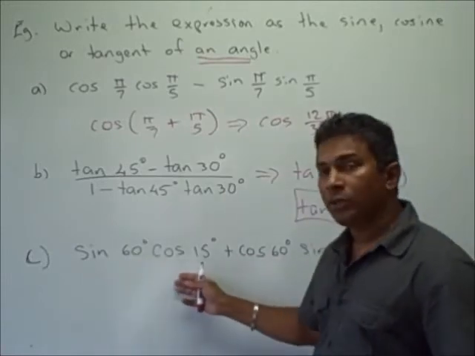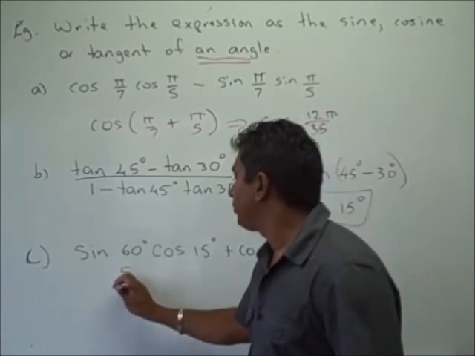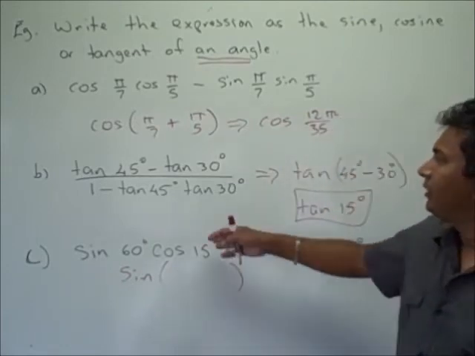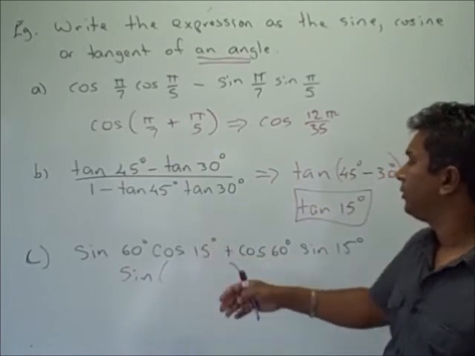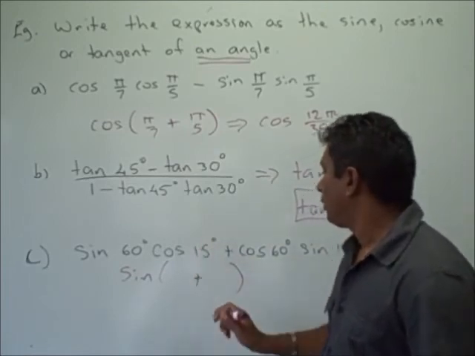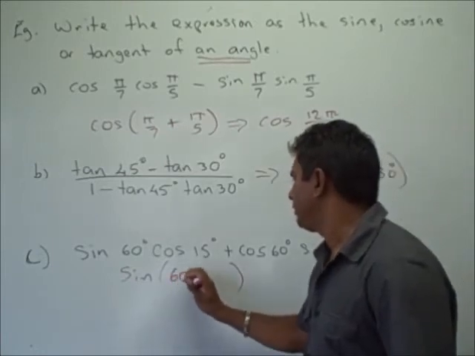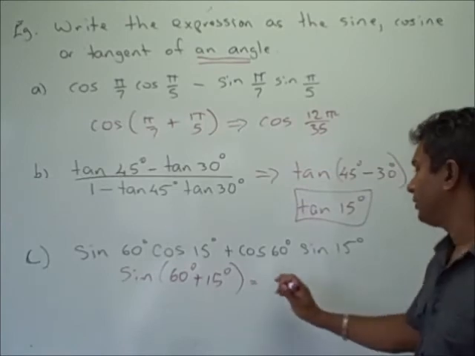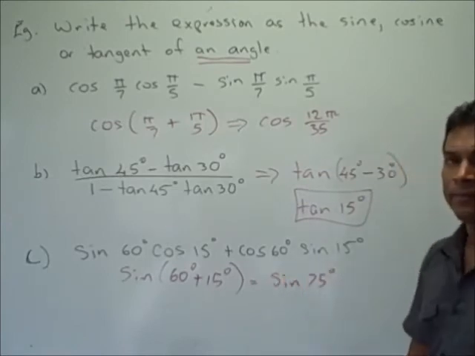Here we have sine and cosine. So we know this is a sine function. So this simplifies to give us sine. And for sine and tan, the sign that we have here is a sign in our parentheses. So this will also be plus. And here we have 60 degrees plus 15 degrees. As a single angle, this is the sine of 75 degrees.